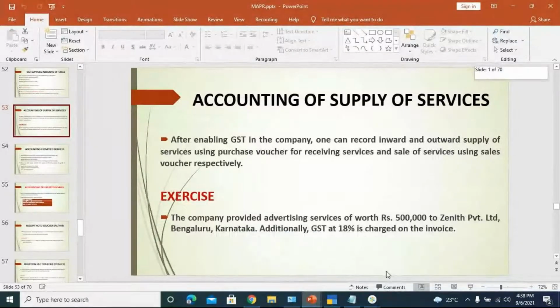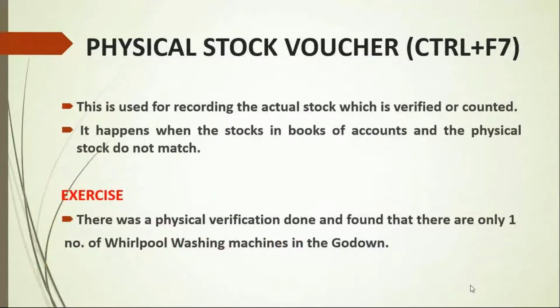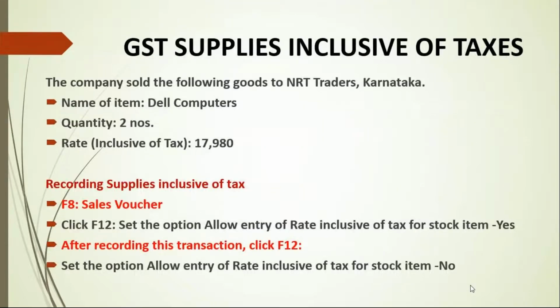Yes? So from here, we'll carry on. I think we had discussed the stock journal voucher, physical stock voucher. Then we had GST supplies inclusive of taxes, where including the MRP value, normally we see any commodity or product, whichever we purchase, we always see this MRP inclusive of taxes. So we found out how to take the MRP based, where we can see both the exclusive of tax and inclusive of tax. Yes, all of us were able to get it.